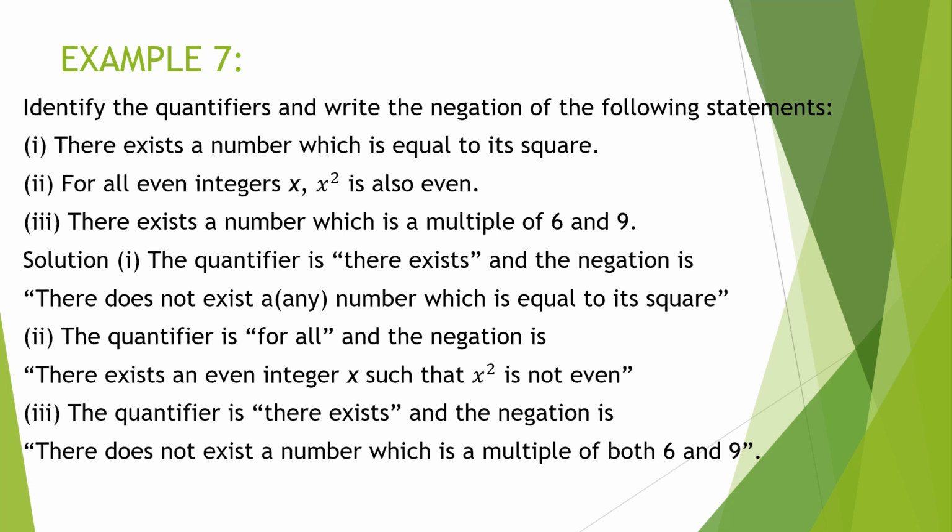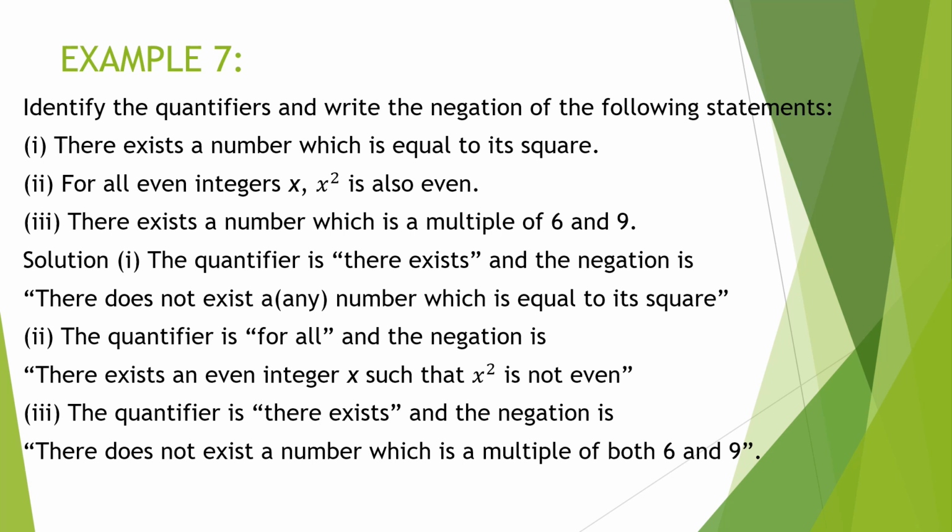Second case, now the quantifier is for all even integers x square is also even. So here the quantifier is for all, correct? So when the quantifier is for all, the negation will be there exists some. So there exists an even integer x such that x square is not even, correct? This will be the negation.